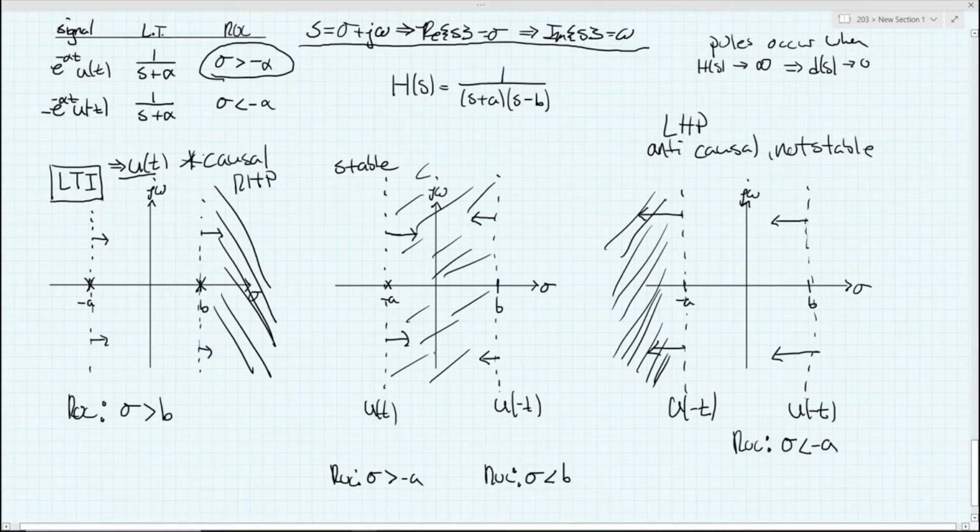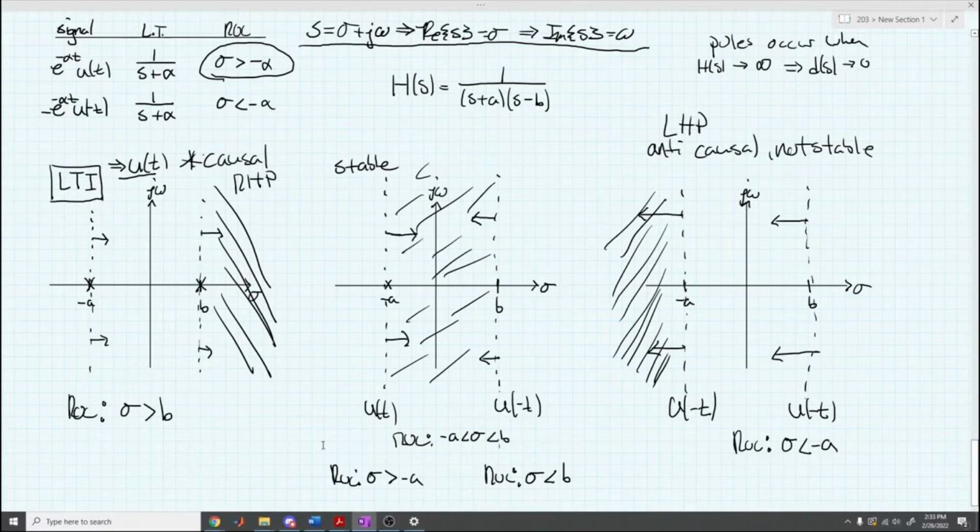So our region of convergence, we could write it out as one thing. The ROC, the region of convergence, is going to be negative A is less than sigma, which is less than B, right? Because here's negative A and here's B, so we're going to be in here. We're going to be in this region somewhere. We're going to be greater than negative A, and we're going to be less than B. Okay.